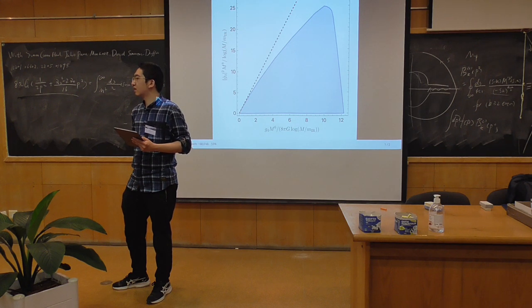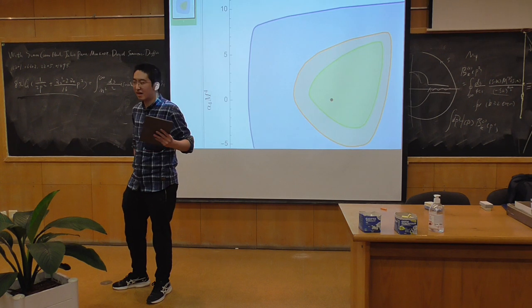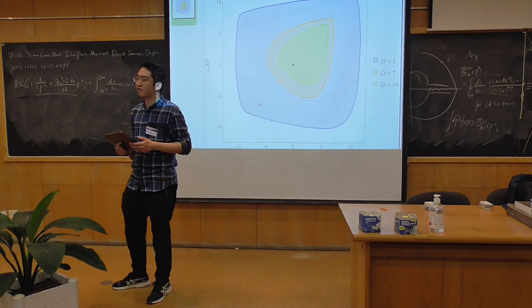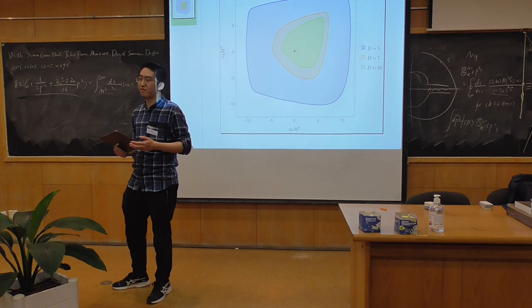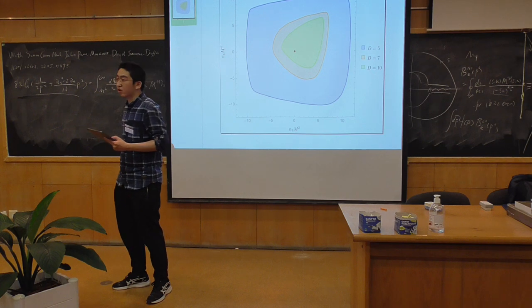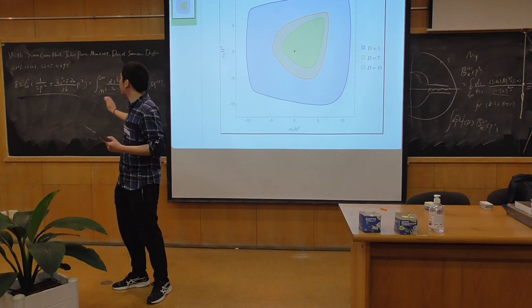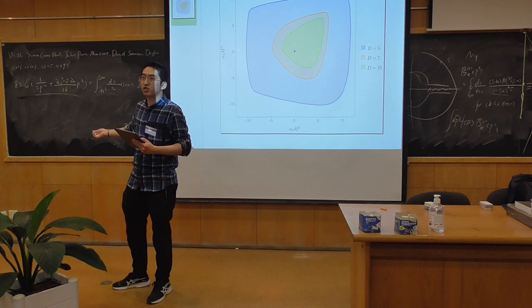So, the derivatives are around t equals 0. I think if the order of derivative is not too high, it would be fine. But if you use a very high order of derivatives, it would probably cause some problem. But in this work, in the higher dimension work, we're bounding alpha 2 and alpha 4, which I think avoids this kind of problem.